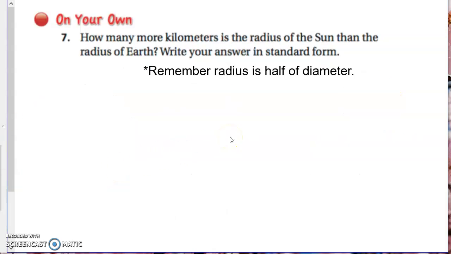Okay, the on your own question is how many more kilometers is the radius of the sun than the radius of the earth? And write your answer in standard form. Remember, radius is half of the diameter. You can pause the video and try this one on your own.